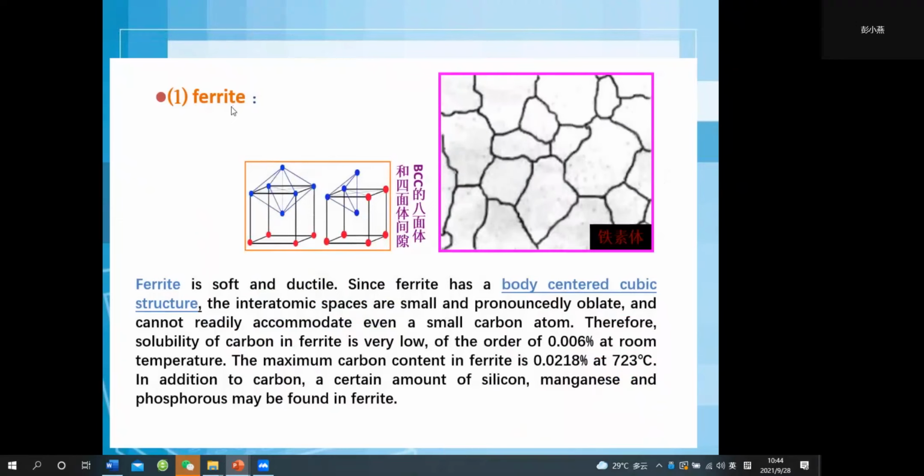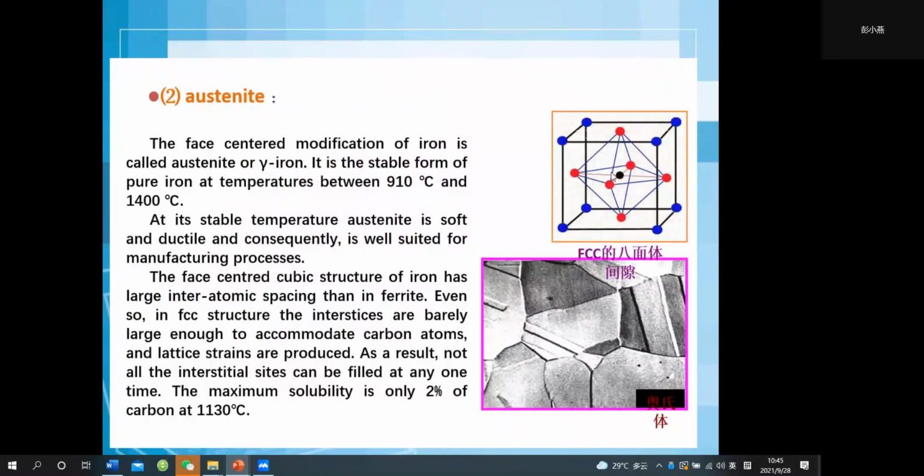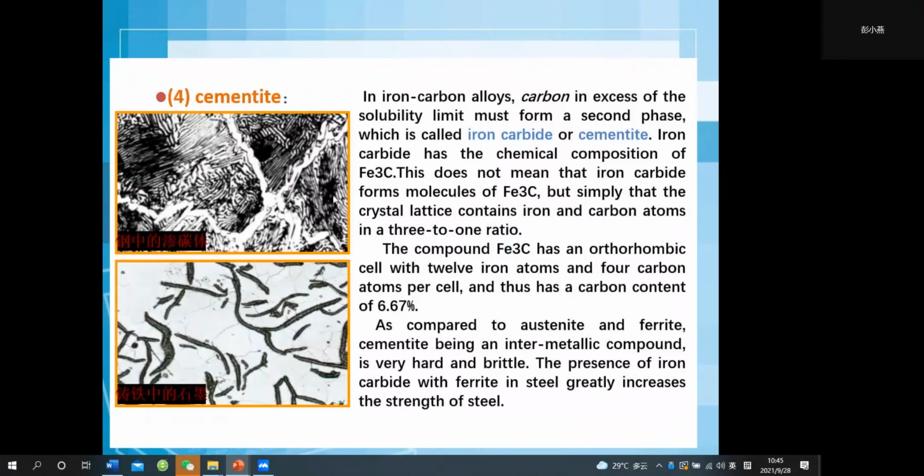Okay, these are the phases in steel. Ferrite is very soft and ductile, and it has a body-centered cubic structure, but the solubility of carbon in ferrite is very, very low, and this is the microstructure of the ferrite. And this is austenite. It's soft and ductile, and it's an FCC structure. And delta iron occurs at a high temperature. And cementite is a mixture of ferrite and pearlite.